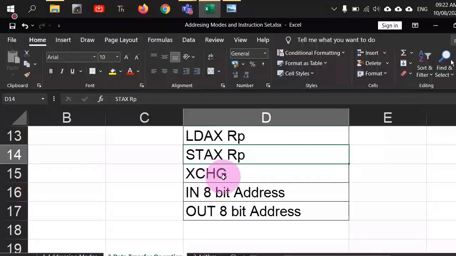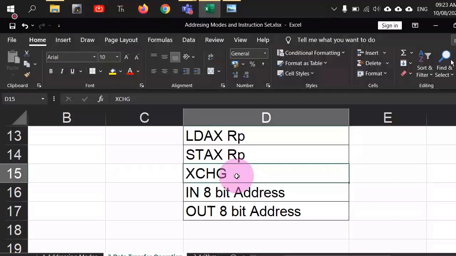Now, this XCHG is a very important command. It is used to exchange the data between HL register pair and DE register pair. BC register pair is not used in this calculation. XCHG means exchange. It is used to exchange the data of HL register pair with DE register pair. So sometimes it might happen that in a program you would like to sort an array, and for sorting an array, there are various algorithms which are used. One such algorithm is bubble sort. Are you all aware of bubble sort?